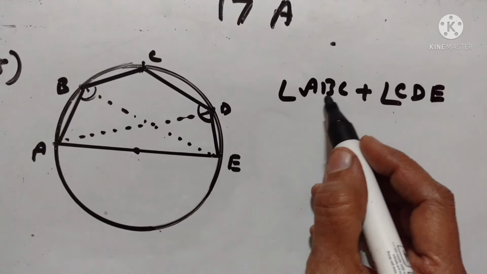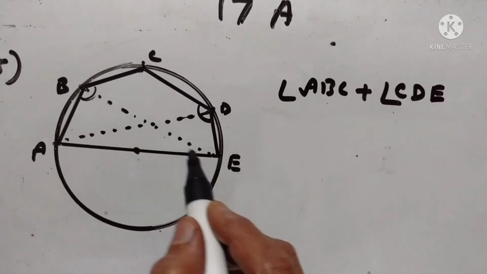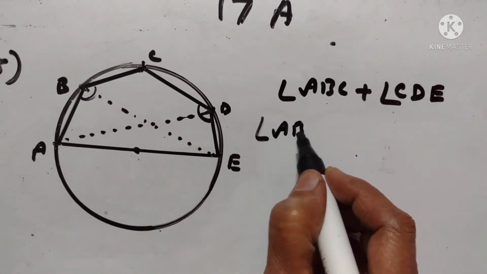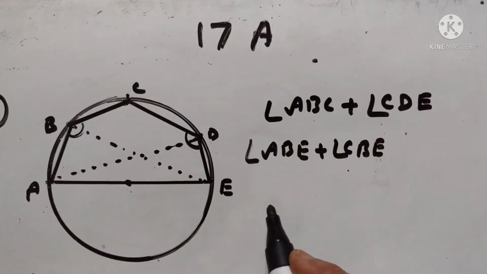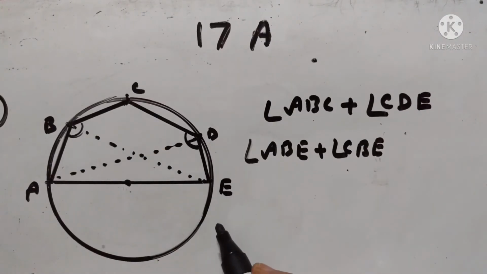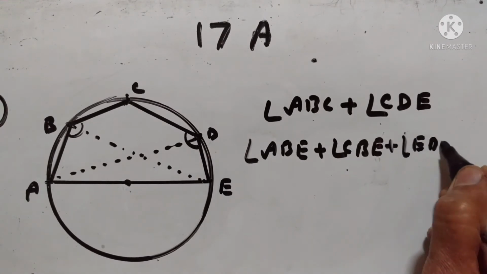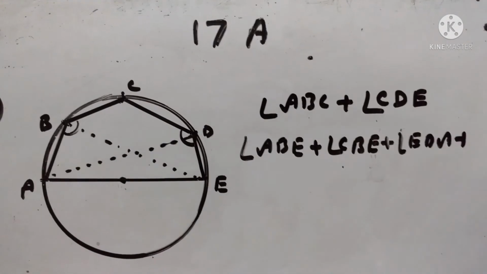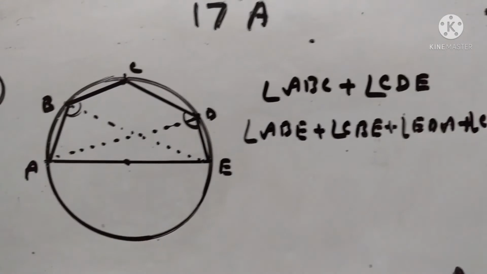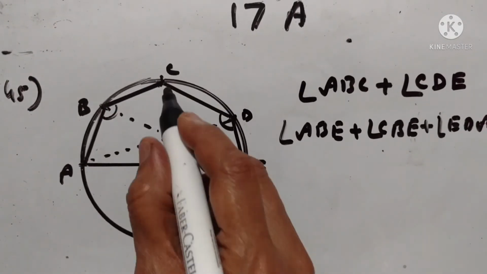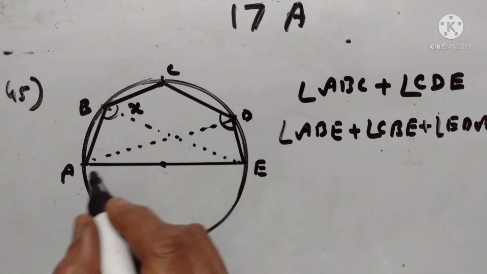Now angle ABC is equal to what? Angle ABE plus angle CBE. Angle CDE is equal to angle EDA plus angle CDA. Let angle CBE be equal to X and angle CDA be equal to Y.